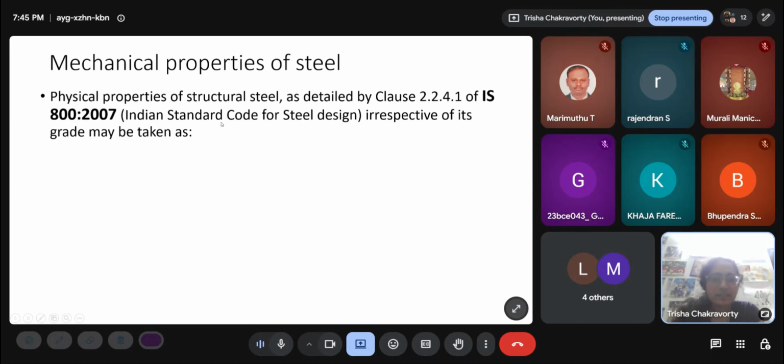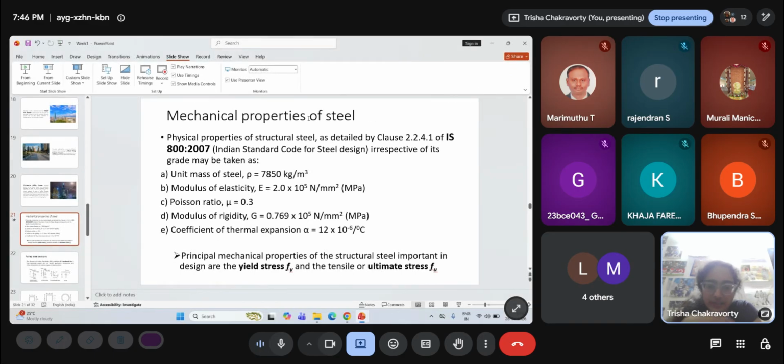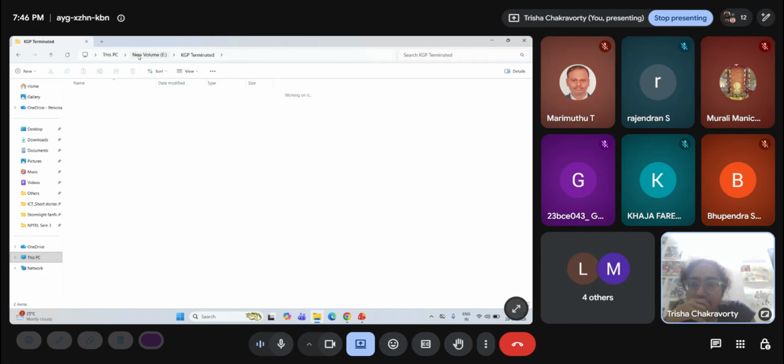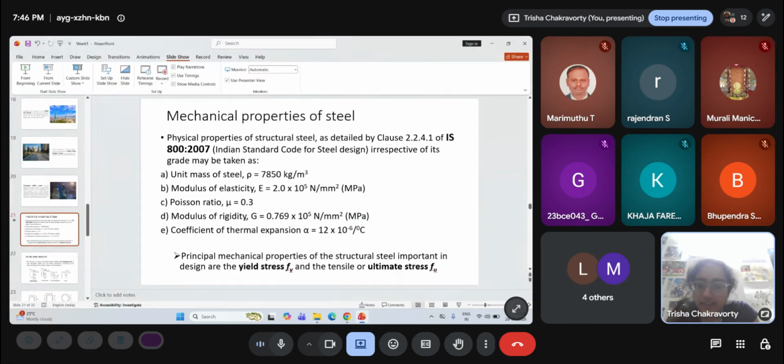So now this is a particular clause. I'll open it. Maybe it will help. Okay, I don't have it here. I'll try to get it by next class.